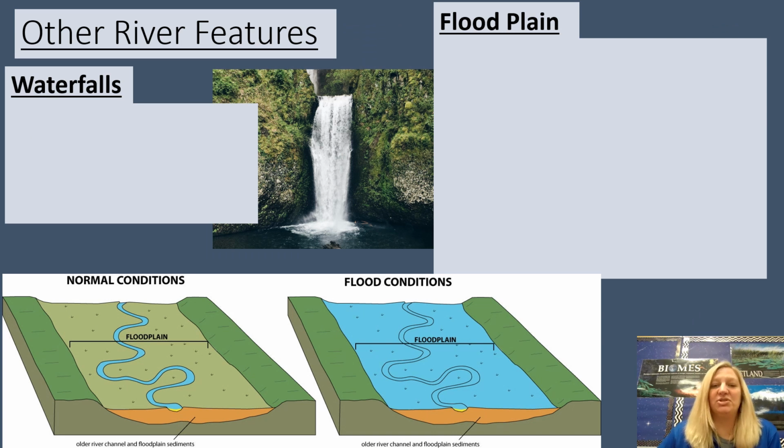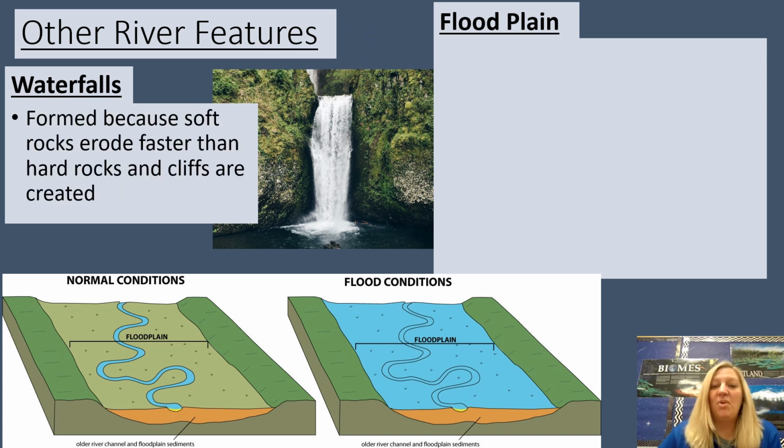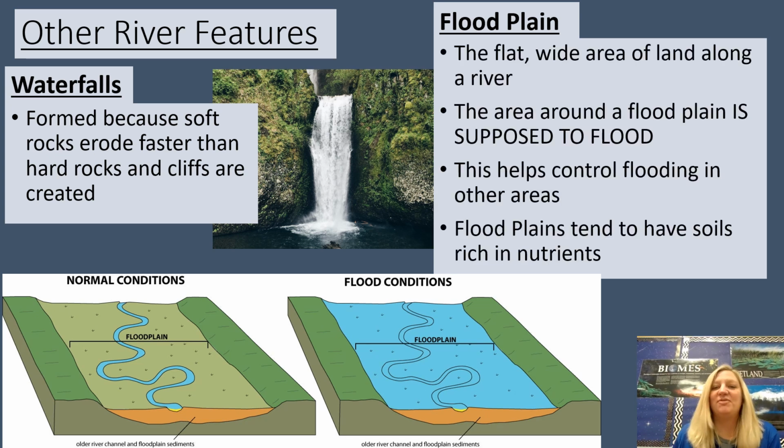All right, other river features. You have waterfalls. Waterfalls form because soft rocks erode faster than hard rocks. So the waterfall creates a cliff and the water falls off the cliff. Floodplains are wide, flat areas of land along a river. Floodplains are supposed to flood. That's their whole purpose. Floodplains are supposed to control flooding, and they have soil rich in nutrients.